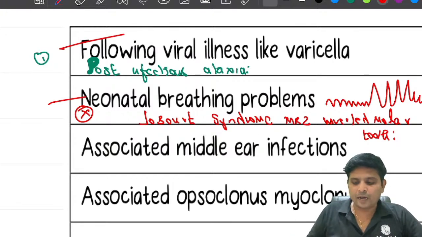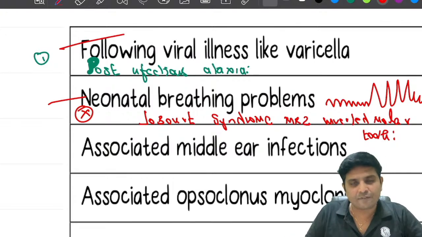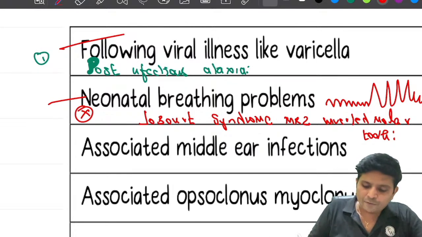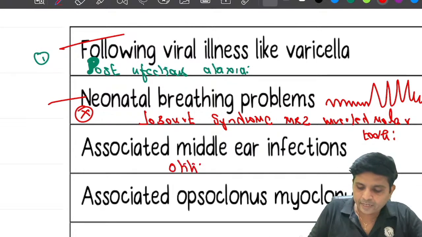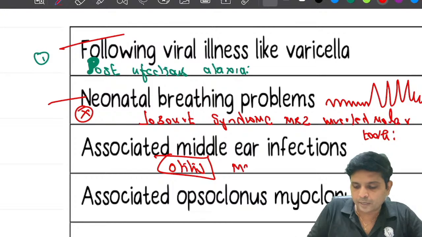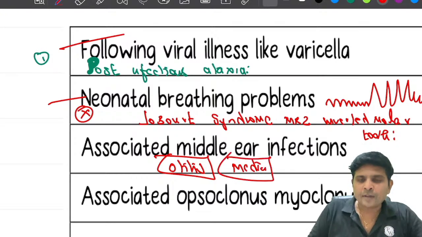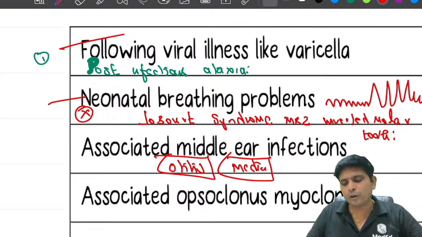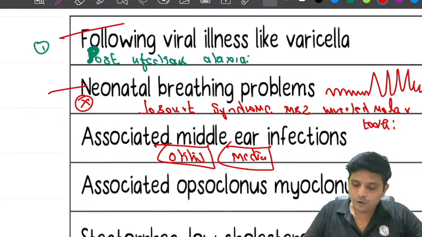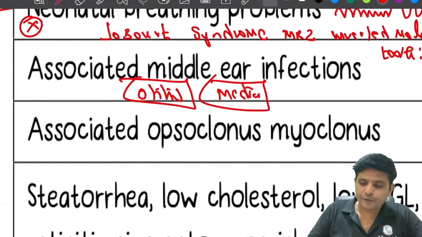Third, ataxia associated with middle ear infections is often due to otitis media involving the cerebellum, breaching the bone margin. Next, what is this, opsoclonus myoclonus?